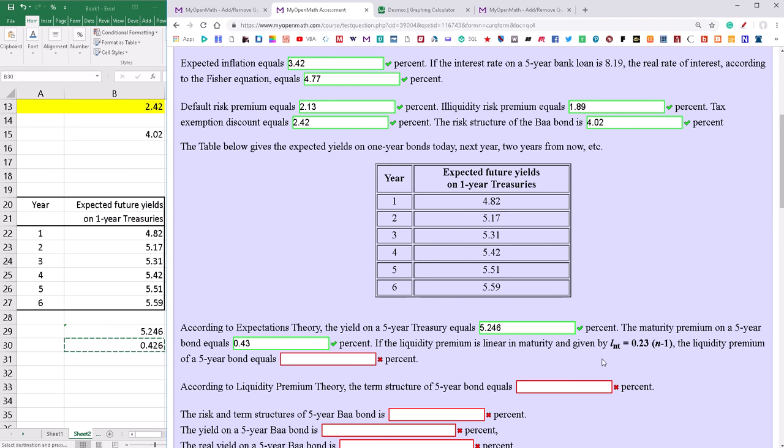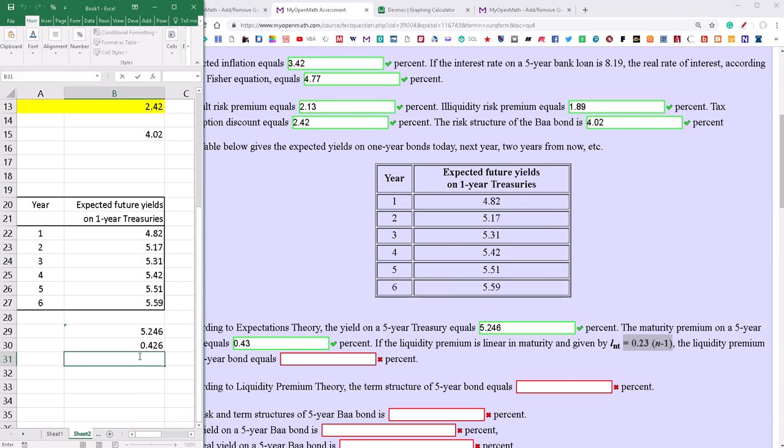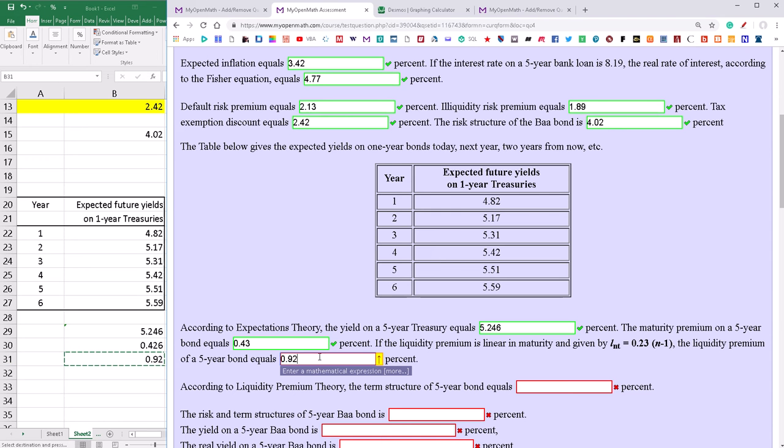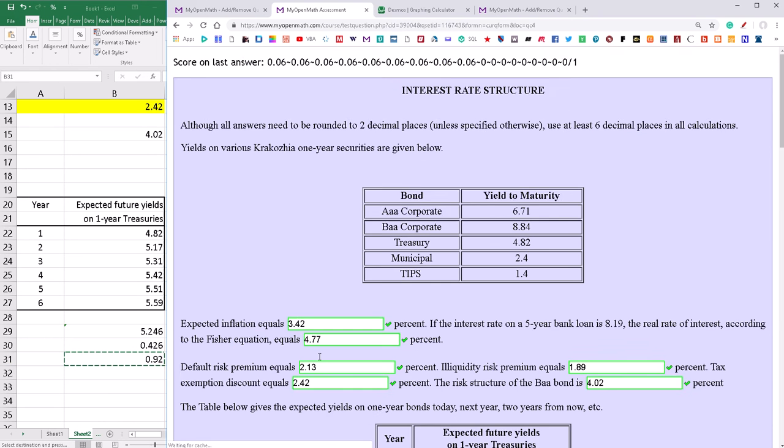Okay. If the liquidity premium is linear in maturity and given by this, the liquidity premium is calculated over here by doing this. So we're going to multiply. It's a 5-year bond, so we're going to change that into 5 and then hit enter. So the liquidity premium is 0.92 on a 5-year bond.